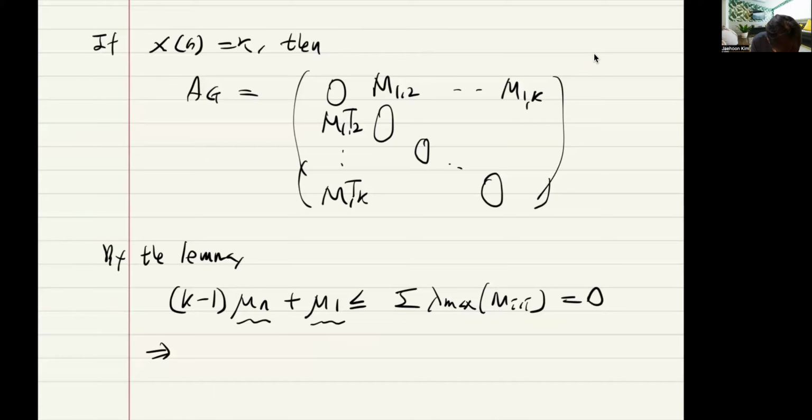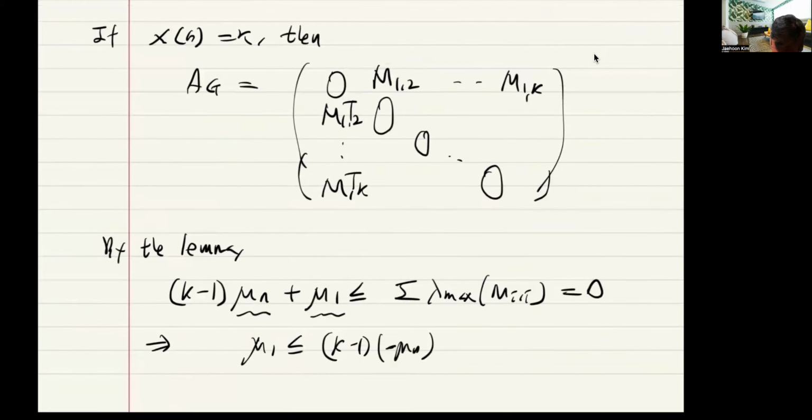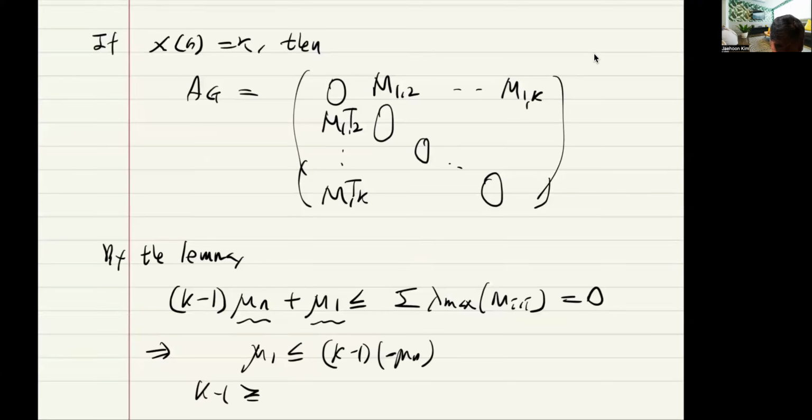You can see from here that mu 1 is at least K minus 1 times negative mu n. So K minus 1 is at least negative mu n over mu 1. No, mu 1 over negative mu n. So K is at least 1 plus mu 1 over negative mu n. So that proves what we wanted. Okay, and that proved what we wanted to prove.